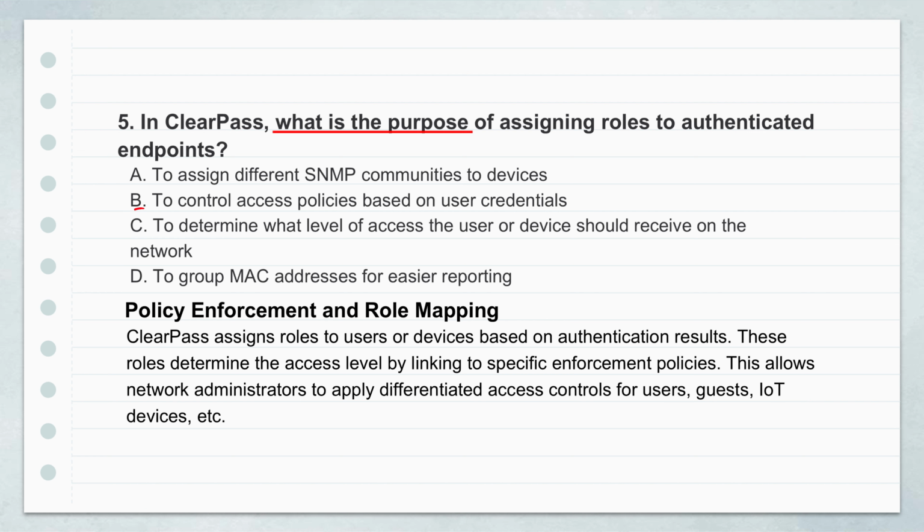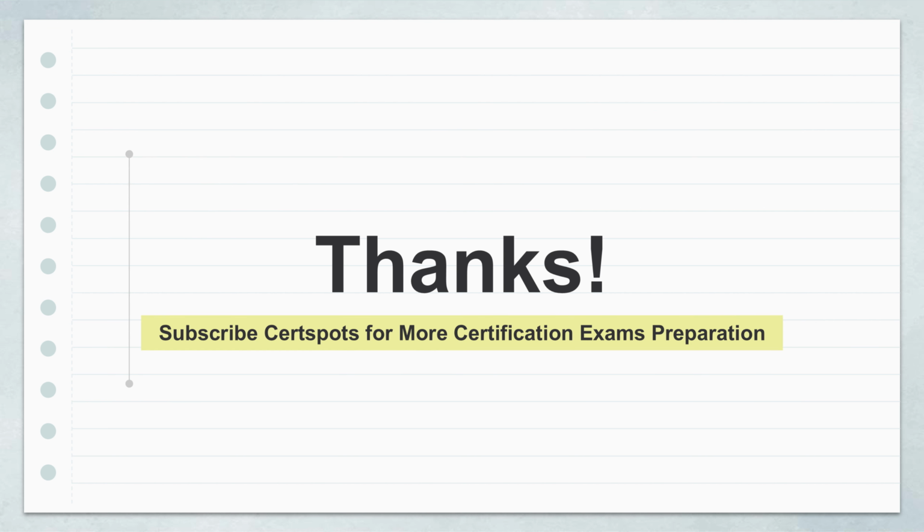And D, grouping MAC addresses for reporting. You could potentially use MAC addresses as part of assigning a role, maybe for some static devices. But the primary function of roles isn't just grouping for reports, it's actively defining and enforcing network access levels. So roles are the core mechanism ClearPass uses to implement granular, context-aware access control. They bridge the gap between authentication and enforcement. Exactly. They let you implement least privilege, giving each endpoint only the access it absolutely needs based on who or what it is and its current context. It's fundamental to how ClearPass manages security. Really internalizing these concepts helps tackle those. Something to chew on. Thanks for joining us on this deep dive.